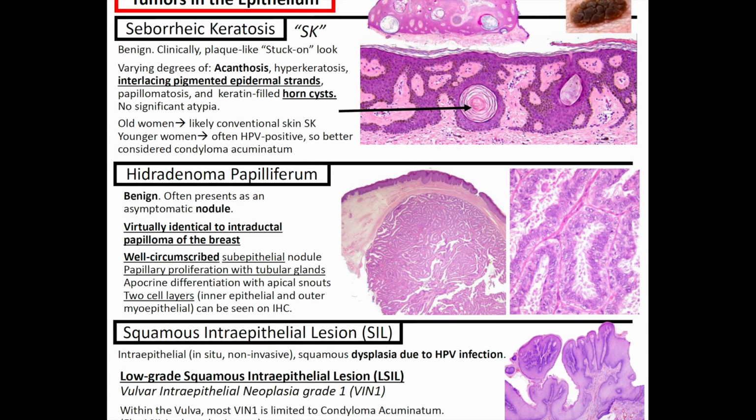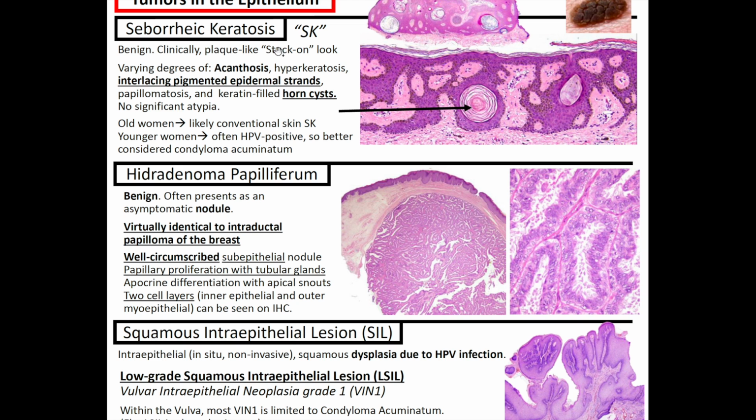All right, moving on from non-neoplastic to tumors in the epithelium. The first of which is seborrheic keratosis, or an SK, classic derm entity, which is benign. Clinically, they're going to have this plaque-like stuck-on appearance, as shown here. And histologically, you're going to have varying degrees of acanthosis, hyperkeratosis, interlacing pigmented epidermal strands, papillomatosis, and keratin-filled horn cysts. So here are some horn cysts, classic for seborrheic keratosis.